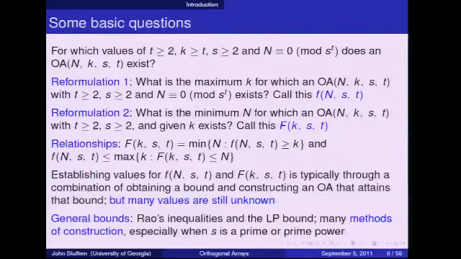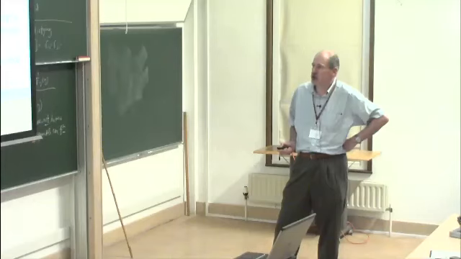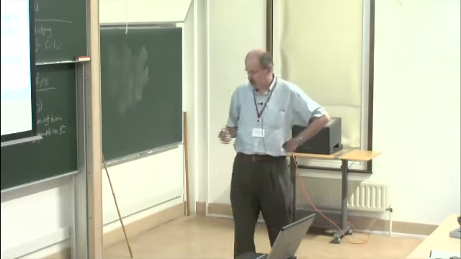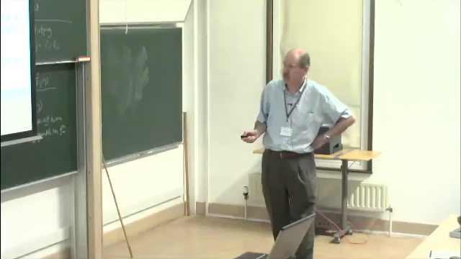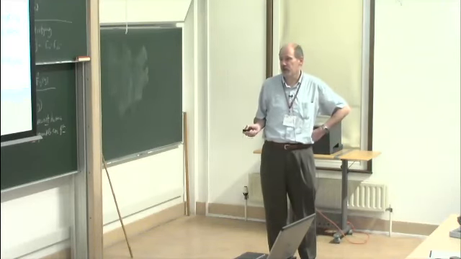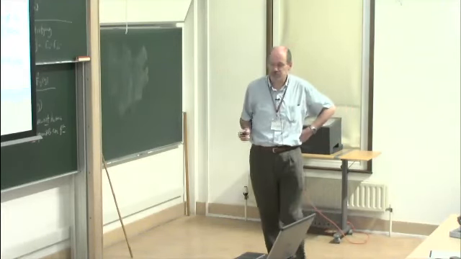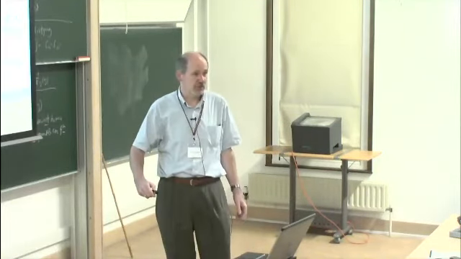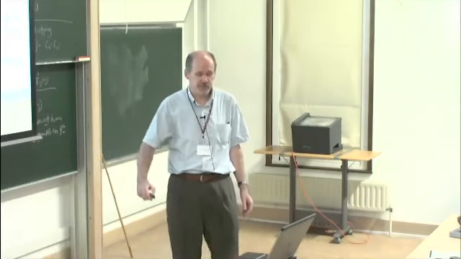There are two fairly general bounds, or at least two, for orthogonal arrays. One is referred to as Rao's inequalities, and the other one is called the linear programming bound. And I will talk about both of those. There are many methods of construction, and I will talk only about some of those. There are especially many methods if s is a prime or a prime power. If s is not a prime or a prime power, then there are not very many methods, and most of the time you're out of luck in trying to come up with orthogonal arrays.